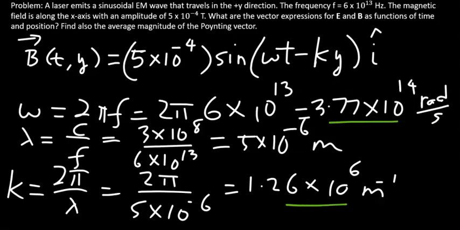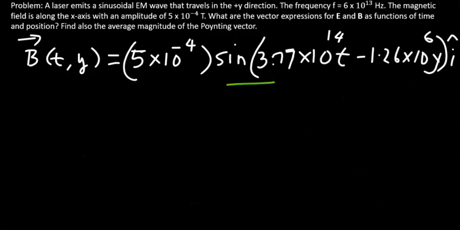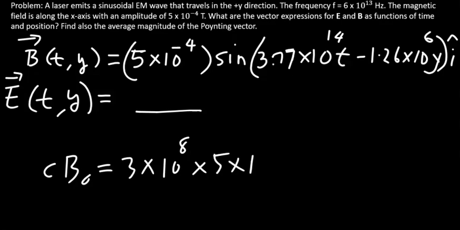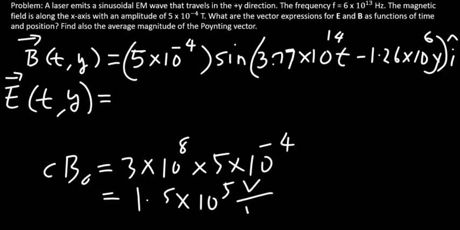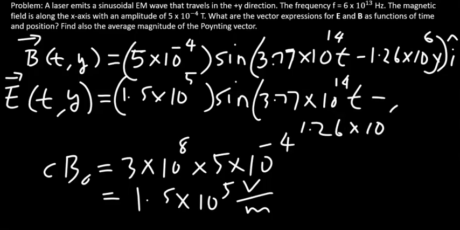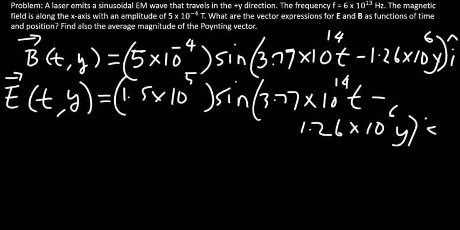Substituting omega and k in here, we have that expression for the magnetic field. Now the electric field. E as a function of time and position y has an amplitude given by c times the amplitude of the magnetic field. So c is 3 times 10 to the power 8, B naught is 5 times 10 to the power minus 4, and that's going to be 1.5 times 10 to the power 5 volts per meter. So that goes in here, 1.5 times 10 to the power 5 for the amplitude of the electric field. And the rest is the same, 3.77 times 10 to the power 14 t minus 1.26 times 10 to the power 6 y in the direction of k hat.